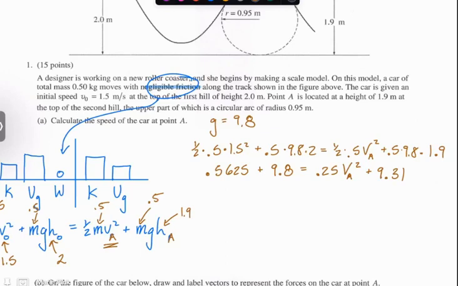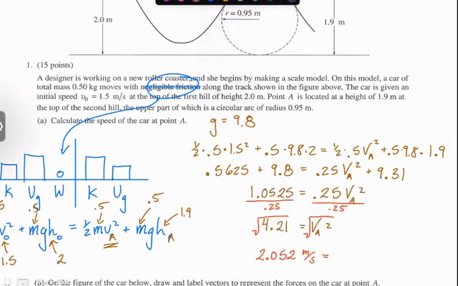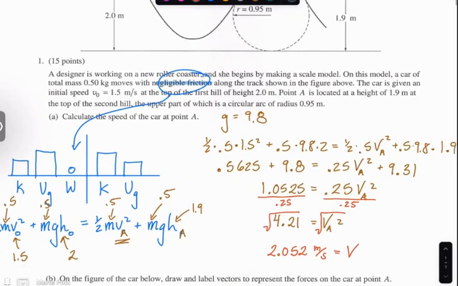Okay, so now I have all my numbers calculated. Now I just need to do a little bit of algebra. All right, so we get a velocity at point A of 2.052 meters per second. So when you're dealing with roller coasters and stuff like this, you're going to have two different heights. You're going to have velocity stuff happening. And so you're using conservation of energy for this.